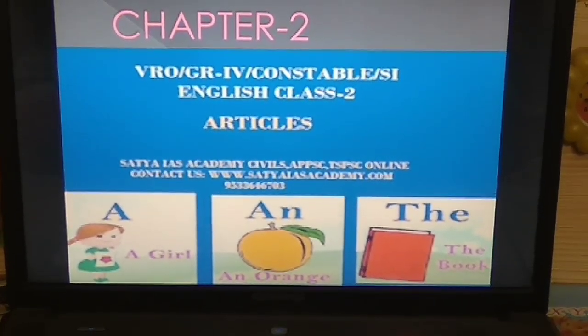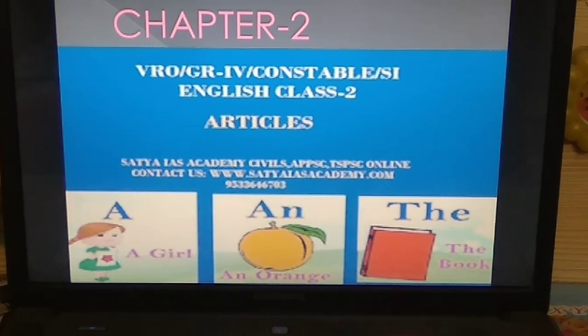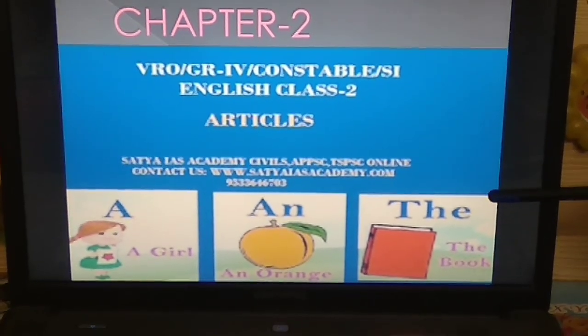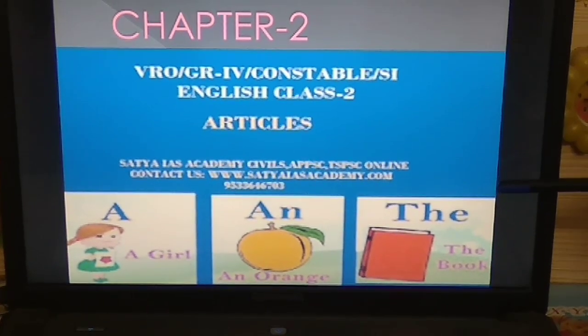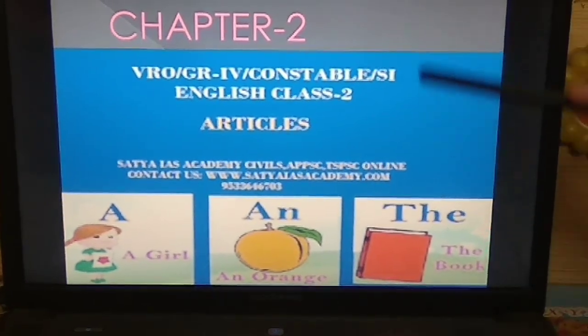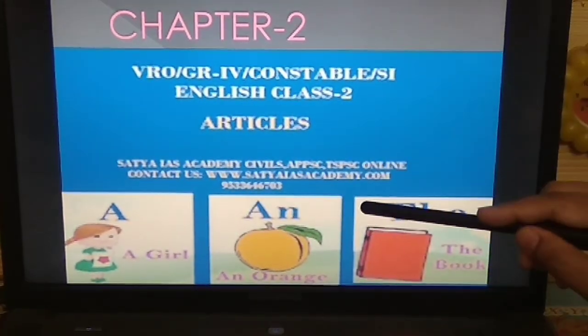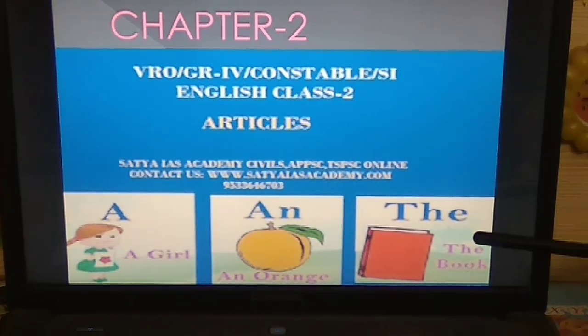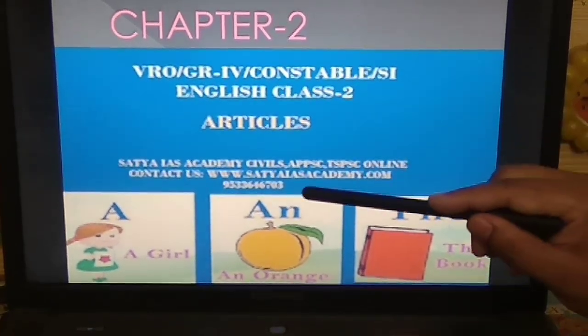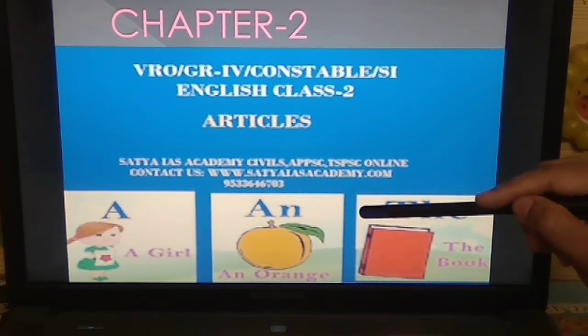Now, can we consider them as three brothers? Yes. A, An, the are the three brothers. They can be called as three brothers also. Now, today we are going to do only about two brothers. That is A and An. In the next class, we will do about the, where these A and An can be used.